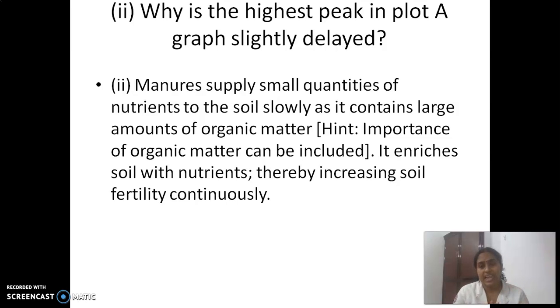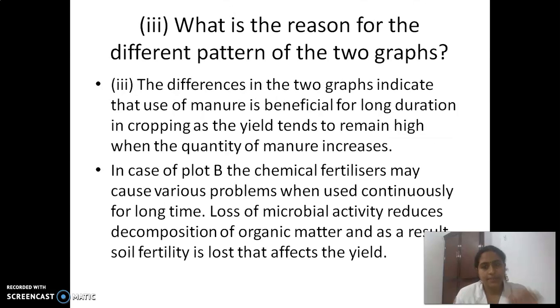In plot A, the farmer adds manure, isn't it? Manure supplies small quantities of nutrients to the soil slowly as it contains large amount of organic matter. That is, importance of organic matter can be included here. Okay. Then it enriches soil with nutrients, thereby increasing soil fertility continuously. Okay. Then the last question. What is the reason for the different patterns of the two graphs?